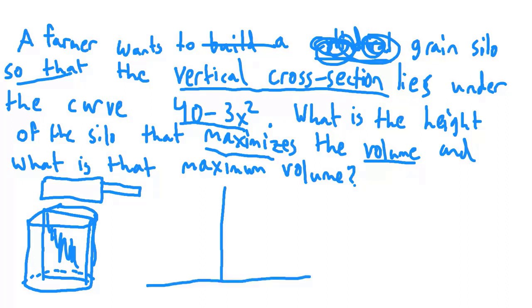So 2 radius. Yeah, exactly. That's a good observation, right? So let's draw it like this. So this is our cross section now. So essentially, we've taken this part of our cake silo and put it on the actual Cartesian plane. So let's say this is our x, and let's say this is our y.